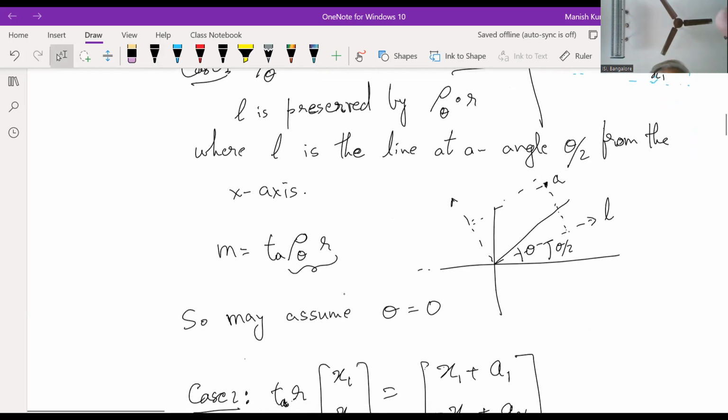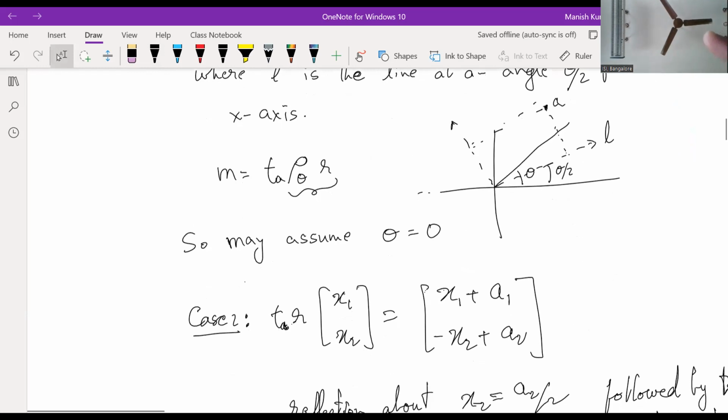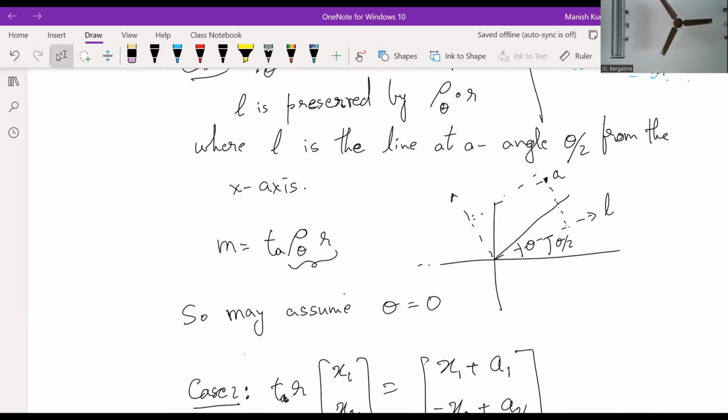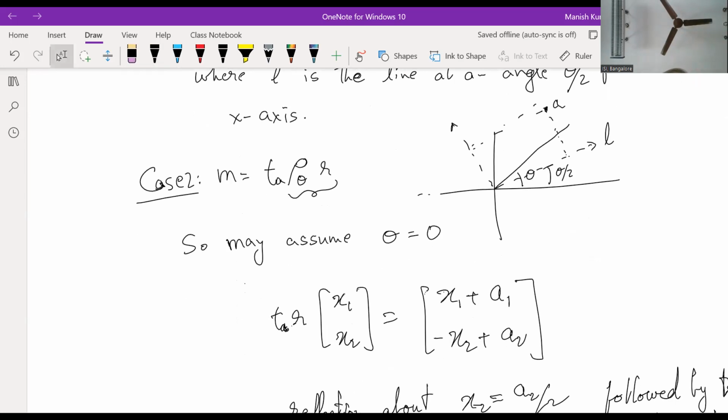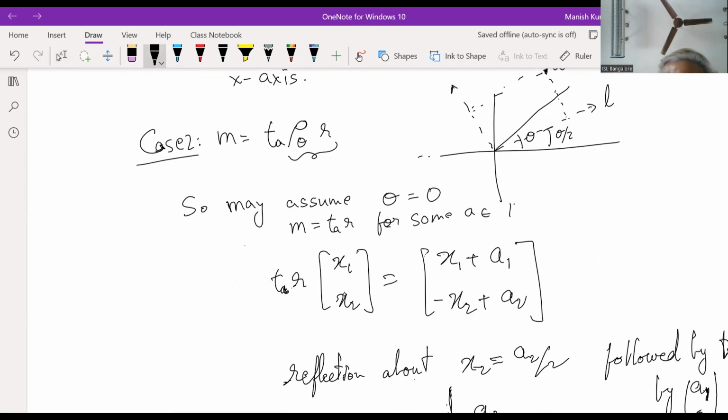So this was sort of case 2. Maybe actually case 2 should start from there itself. Case 2 is here. So if we assume theta is 0, then we have m is T_A times R, for some a. This a is different from that a, but it doesn't matter. Whatever that a is, some vector a in R2.